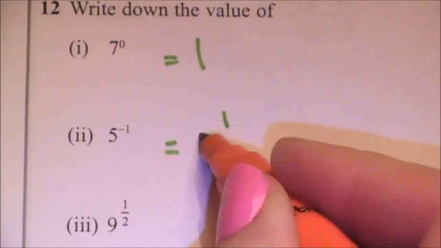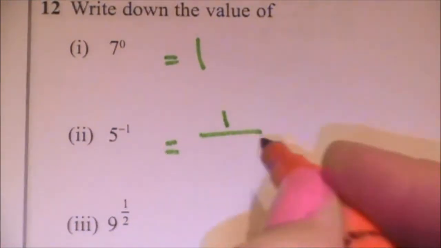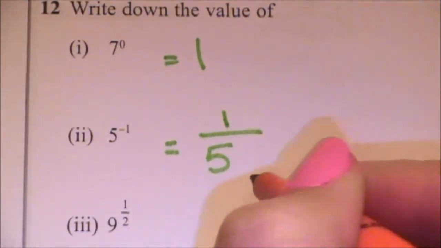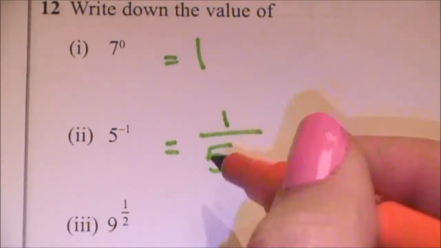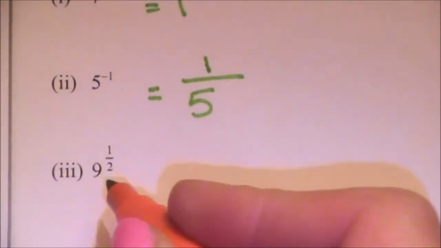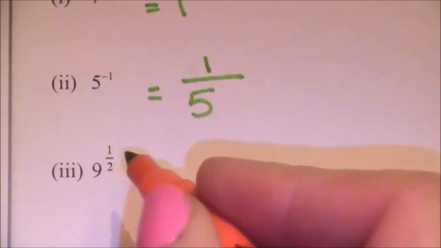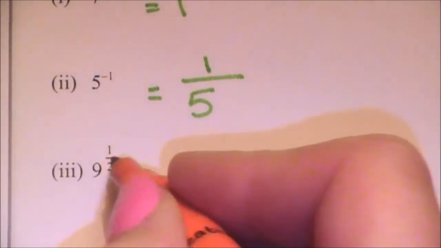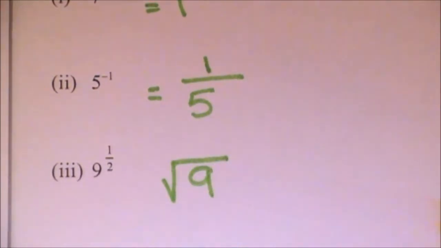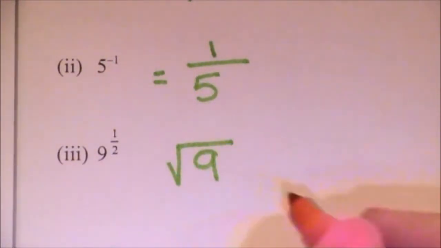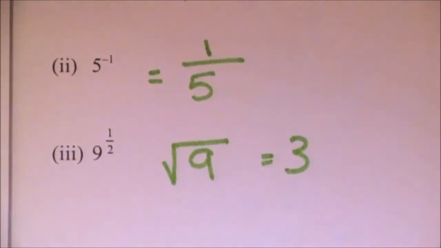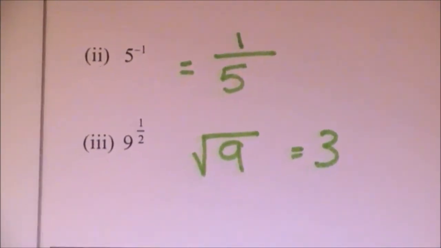In order to do that, I put 1 over, and then whatever I'm left with, in this case, 5 to the power of 1. But anything to the power of 1 is just itself, so that's 1 over 5. And for this, I've got 9 to the power of a half, and anything to the power of a half is the square root of the number. So we actually end up with the square root of 9, and that gives us a value of 3.